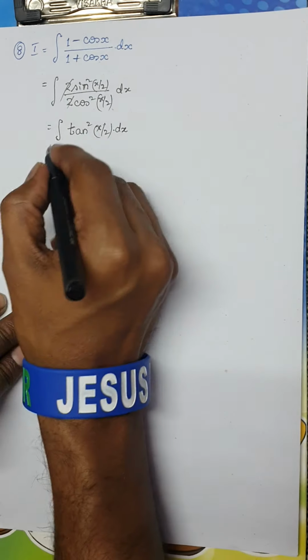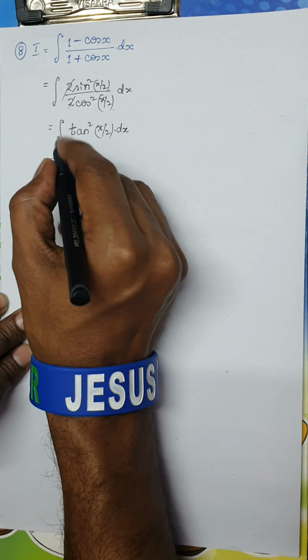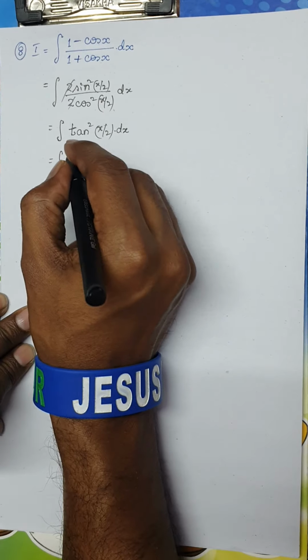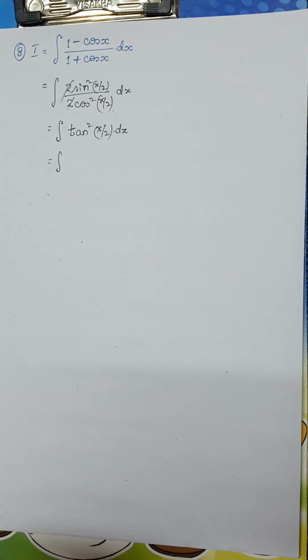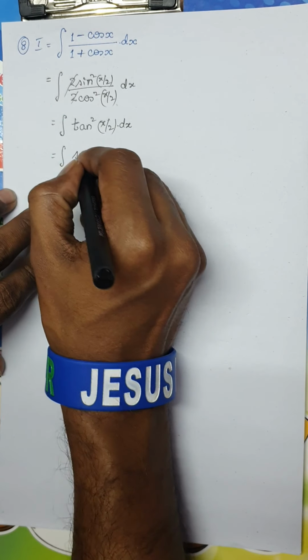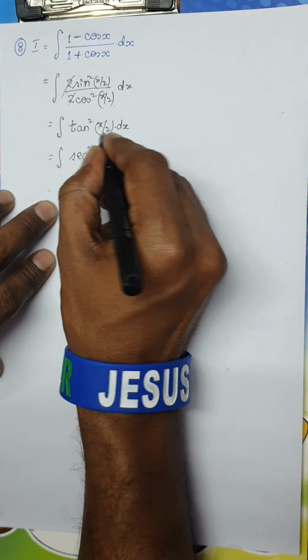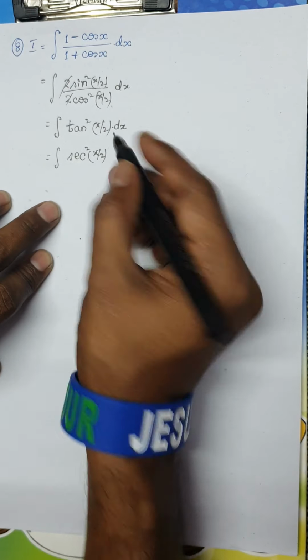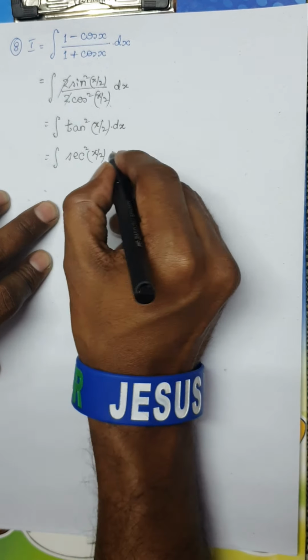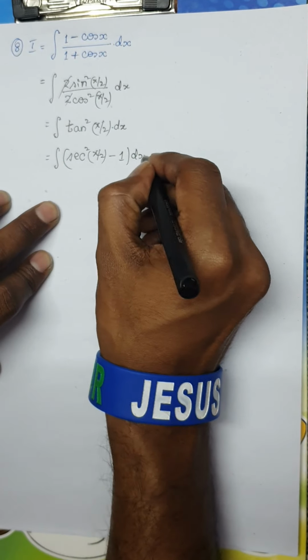Now we don't have a standard integral for tan square. Rather, we are going to write tan square in terms of secant square. Is it clear? So tan square can be written as secant square minus 1. So I am going to write it as secant square x by 2. So tan square theta is secant square theta minus 1. So theta is x by 2 here. So secant square x by 2 minus 1 dx.